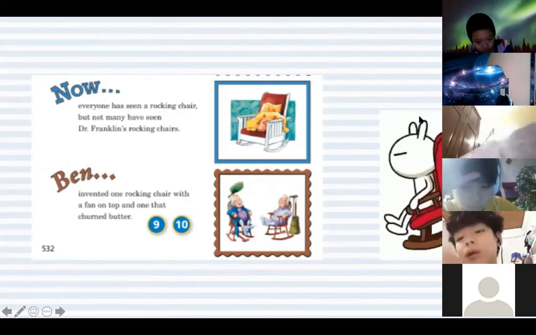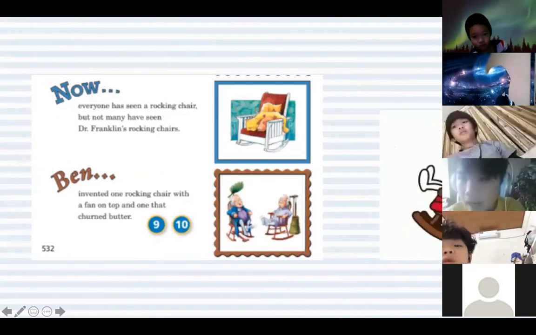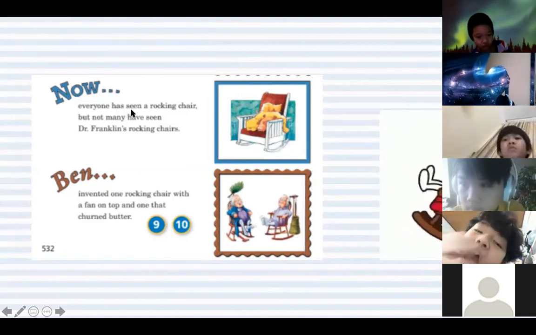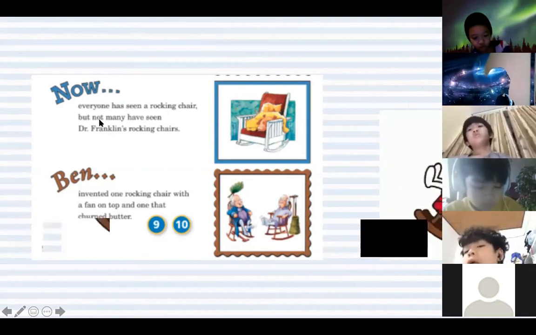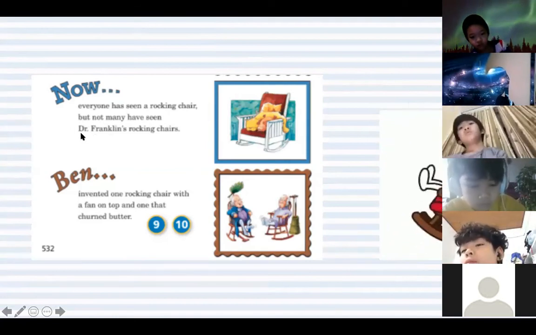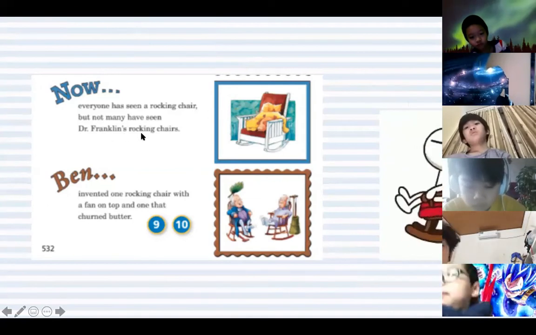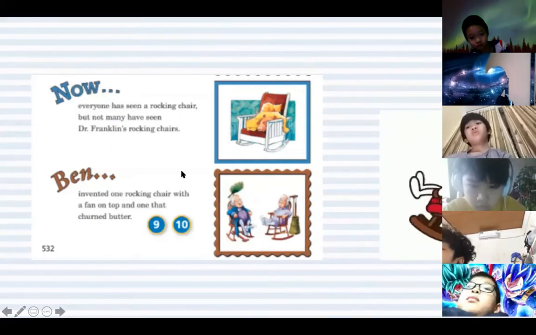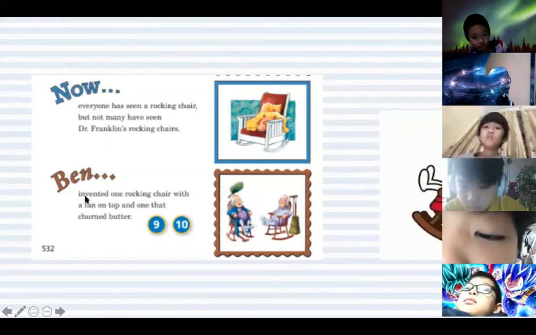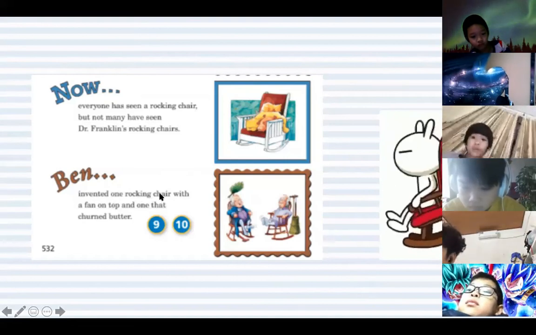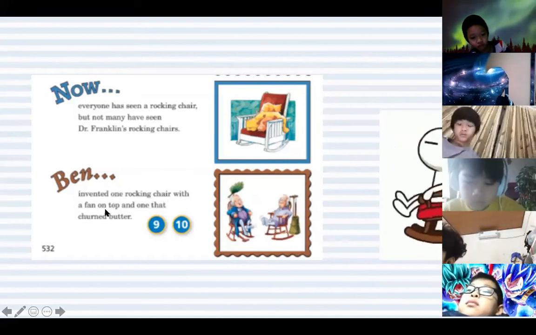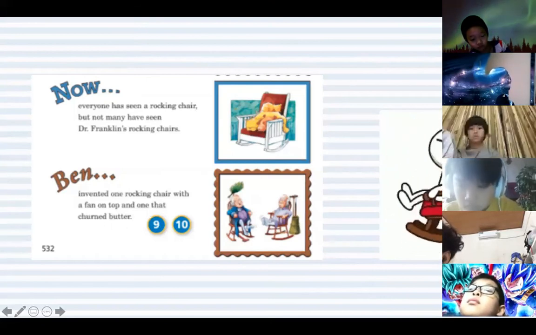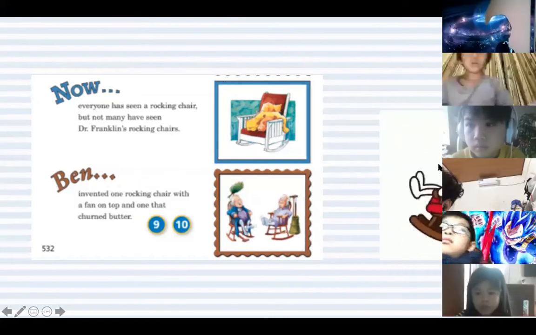Now, everyone has seen a rocking chair, but not many have seen Dr. Franklin's rocking chair. Good girl, lovely reading, thank you. And Steve, can you read this for me? Ben invented a rocking chair with a fan on top and one that turned butter. Very good, well done.